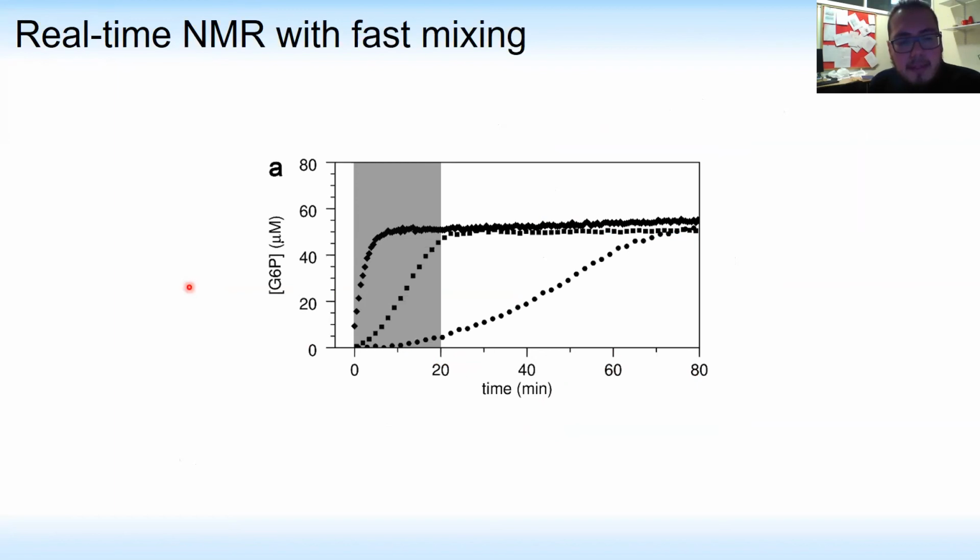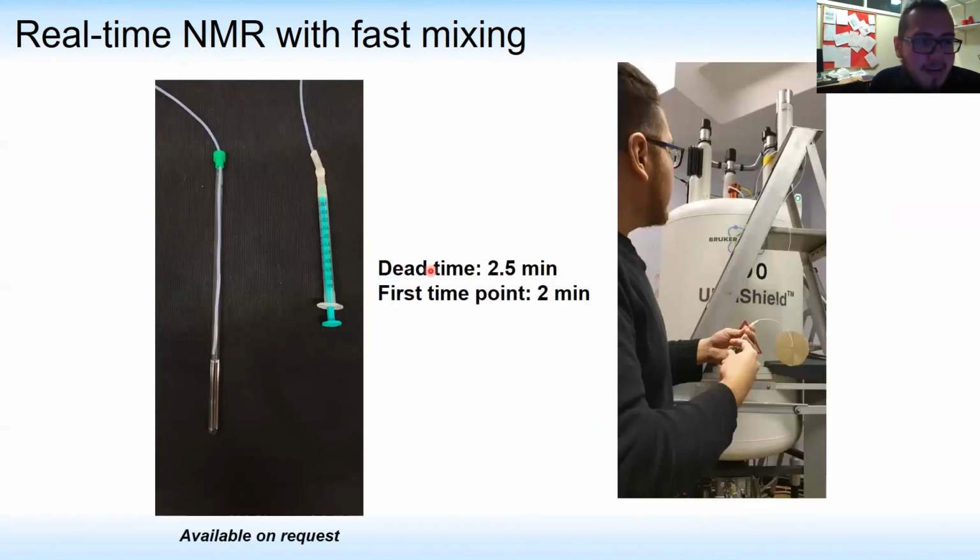The problem with that is that the phospho-B species is transiently populated, so it's only present in the first 20 minutes of the reaction, or even sooner using acetyl phosphate. So we come up with this device to do real-time NMR with fast mixing using the magnet, with a dead time of 2.5 minutes and a first time point of 2 minutes after that.